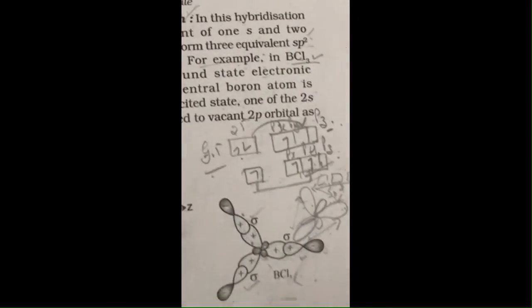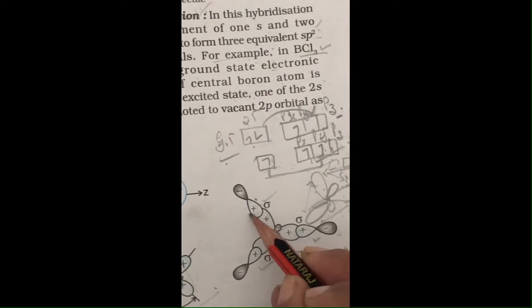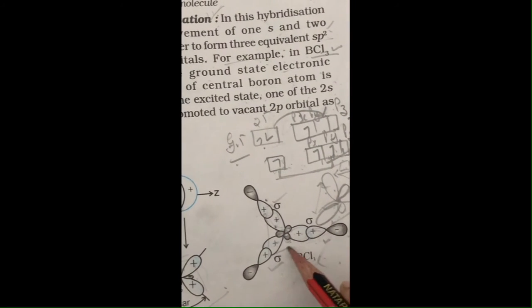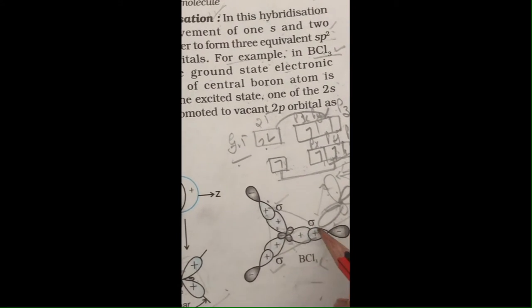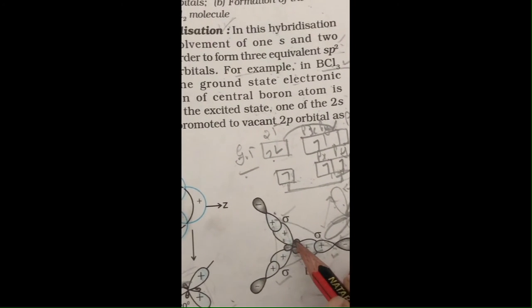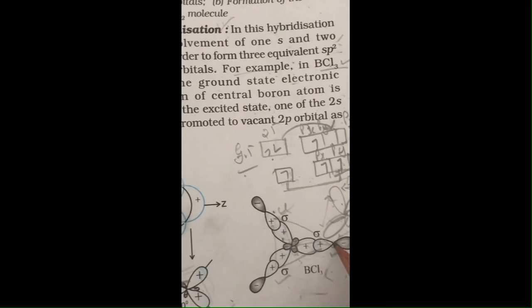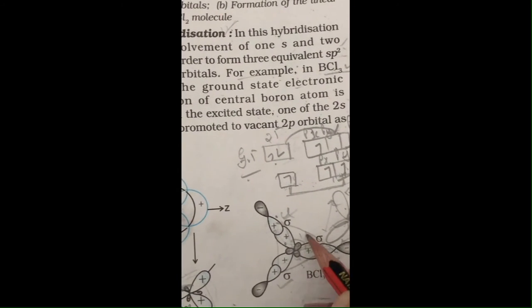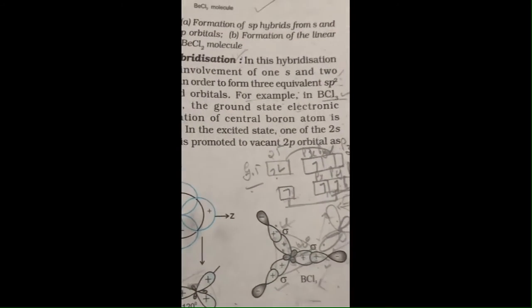See, the same I have explained to you, that this is the trigonal plane in which the angle between boron, chlorine and chlorine will be 120 degrees. Clear?